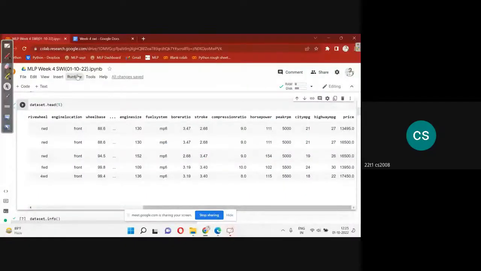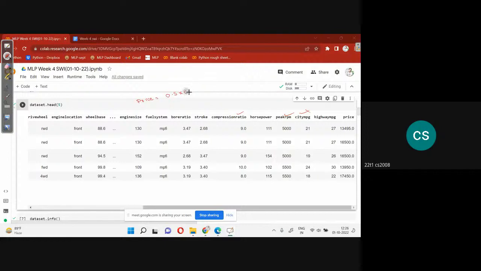Okay, so is it visible? Yes, sir, it's visible. So let's say this is your price, and both compression ratio and peak RPM have very high correlation with price. Let's say both have equal correlation with price.